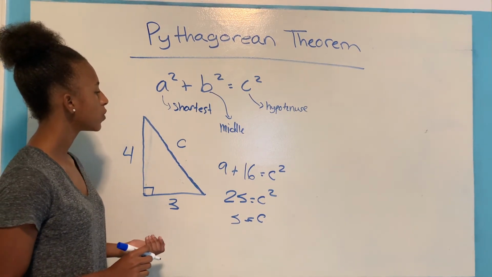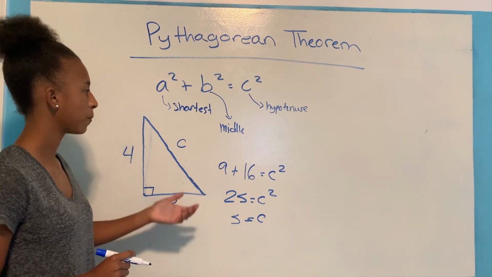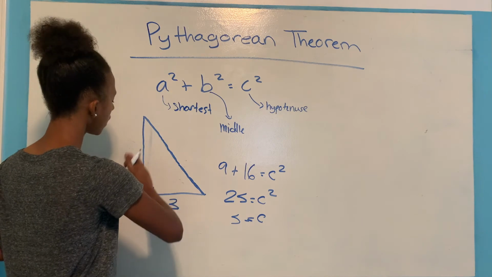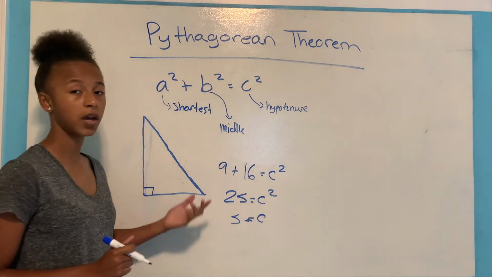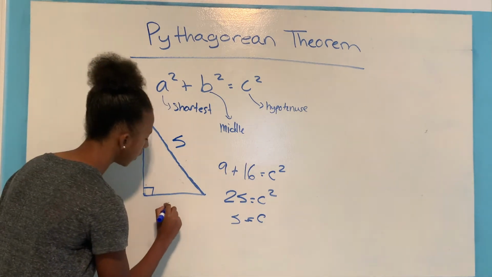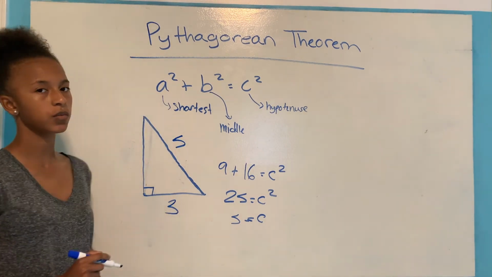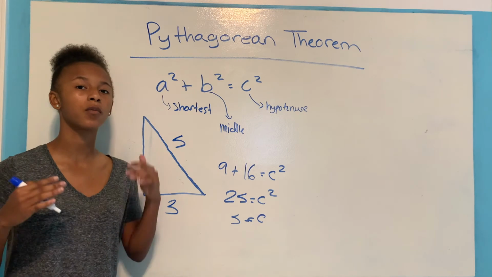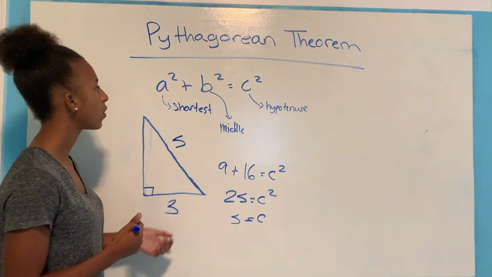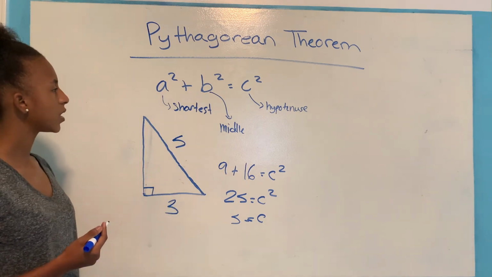We can even do this backwards. If they give you the hypotenuse, let's say they gave you 5, and they gave you the A value as well, and you're asking how do I solve for B? You can use the same formula. Let's start backwards this time, since they give you the hypotenuse.